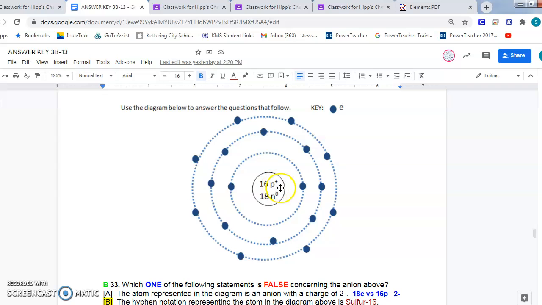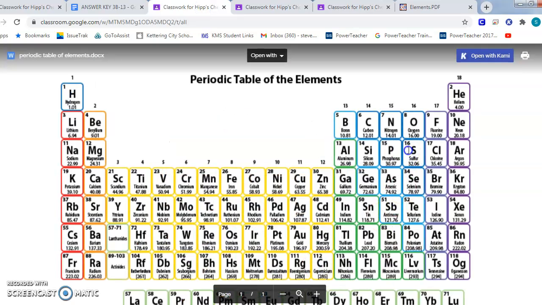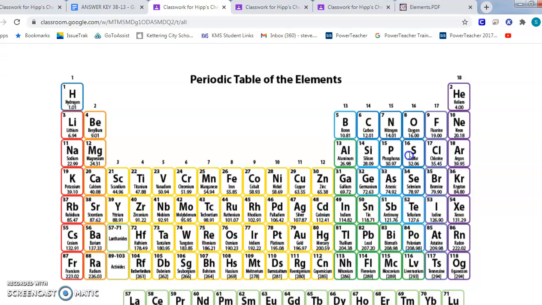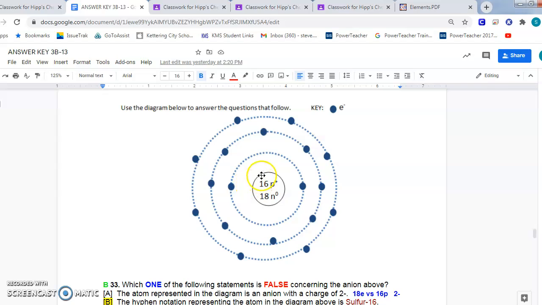Right in this diagram, they told us that there's 16 protons and 18 neutrons in the nucleus. What do we get from that? Well, from 16 protons, we should be able to tell who this is. Remember, it's the number of protons that identifies the atom. So who's number 16? If we take a look on our periodic table, we'll see number 16 is sulfur. So the element in the diagram is sulfur.